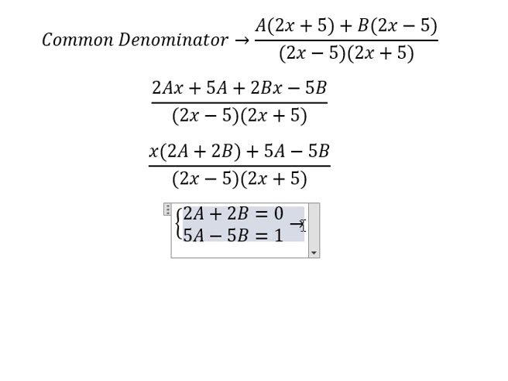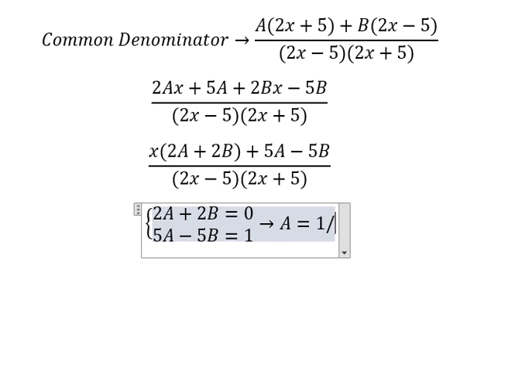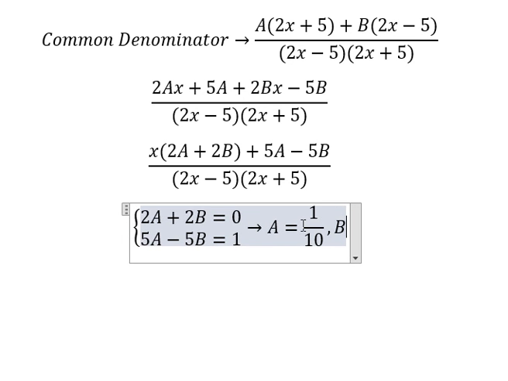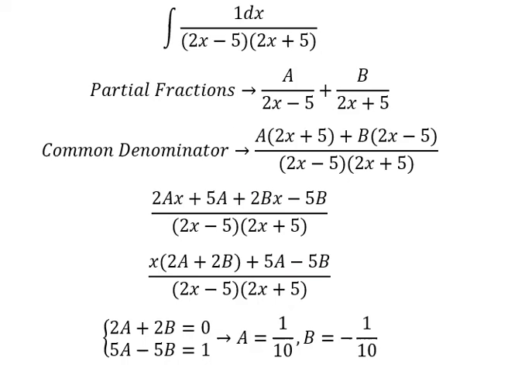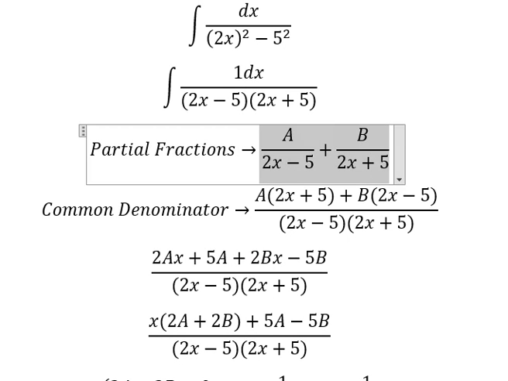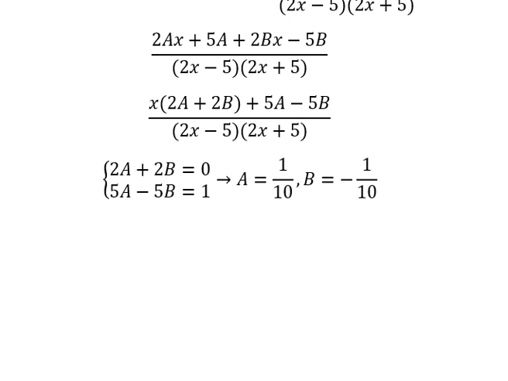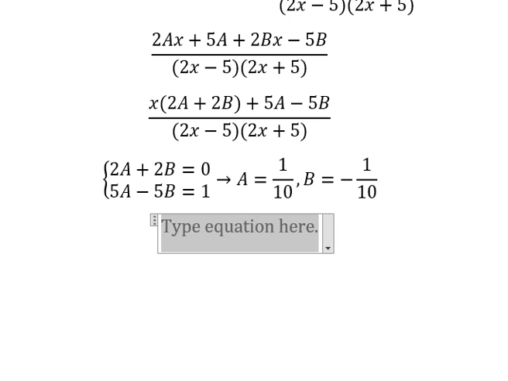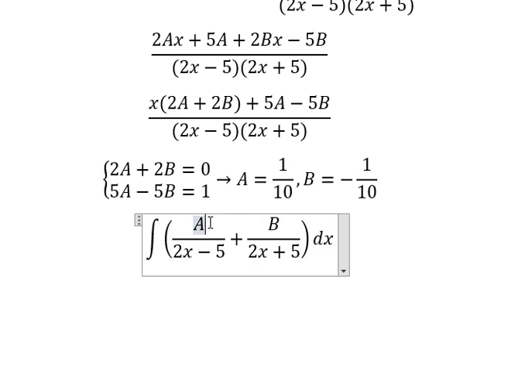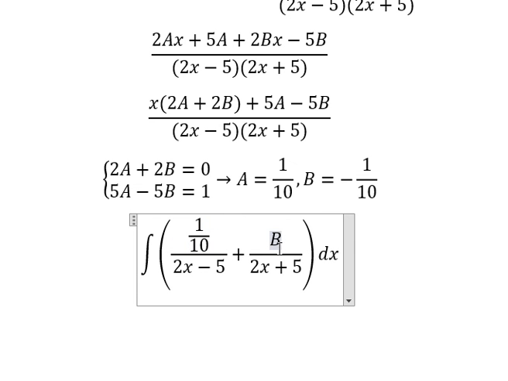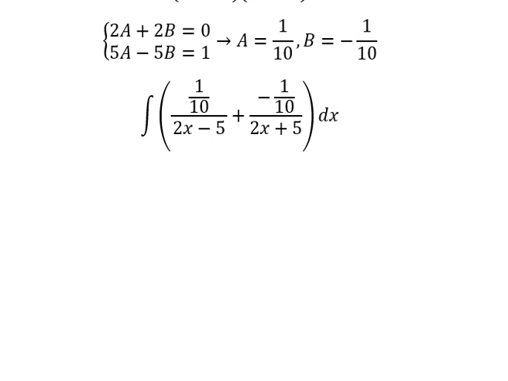So capital A equals 1 over 10. Capital B equals negative 1 over 10. So we put this one in here. So capital A, that's 1 over 10. Capital B, that's negative 1 over 10. And now we have the final answer.